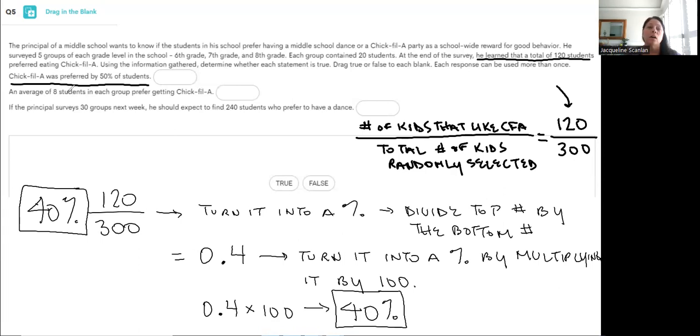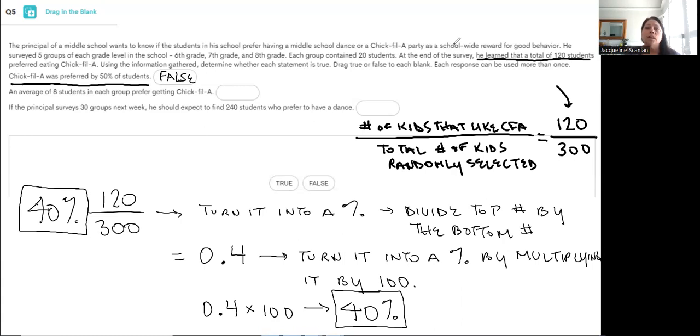40% of them said that they prefer Chick-fil-A. All right, now the first question says Chick-fil-A was preferred by 50% of the students. I'm calling that false. That's 40%, not 50%. That's a big difference. Okay, so answer choice A is false.